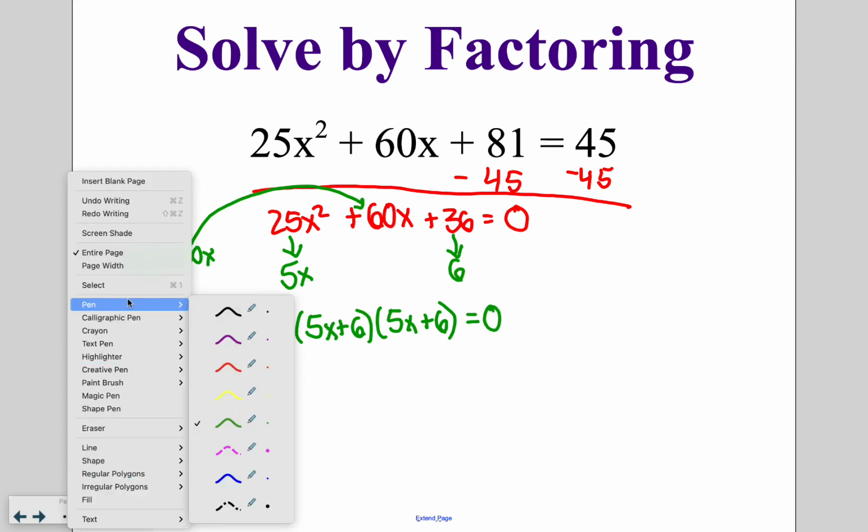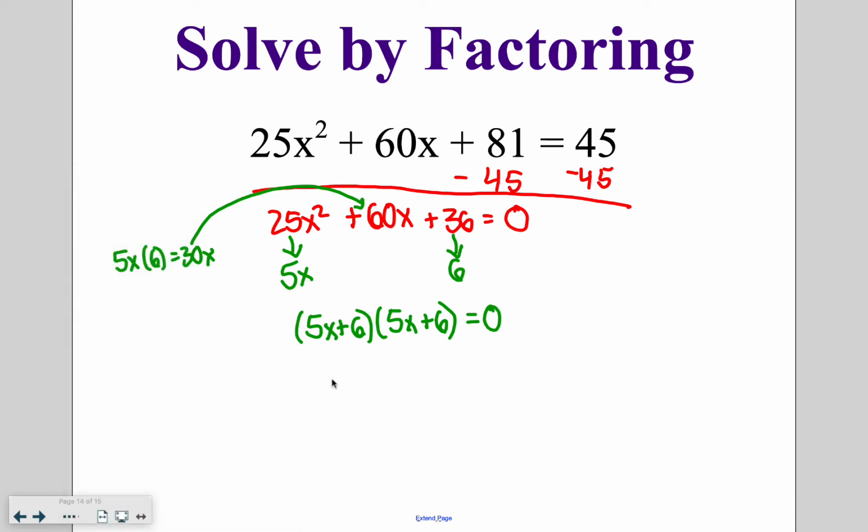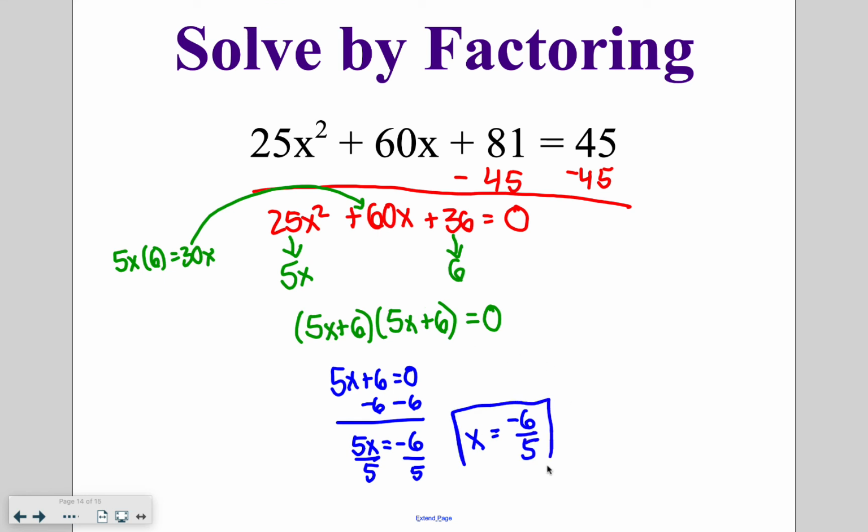Because it is the same factor twice, that means you only need to solve your problem once. So I've got 5x plus 6 is equal to 0. Subtracting 6 on both sides, I get 5x is equal to negative 6. Dividing by 5, negative 6 cannot be divided by 5, so we get an answer of negative 6 over 5. Or if you wanted to convert it into a mixed number, you can say x is equal to negative 1 and 1/5. You can convert your answer to a mixed number if you want to. You do not have to.